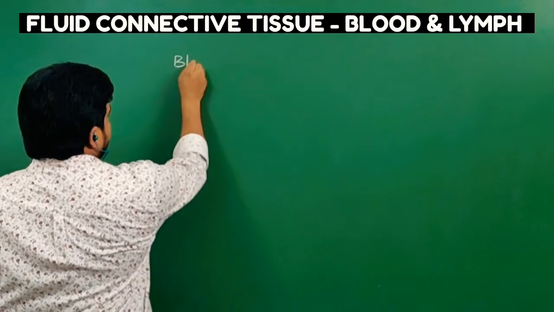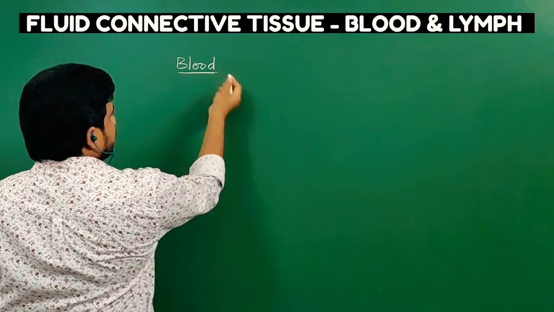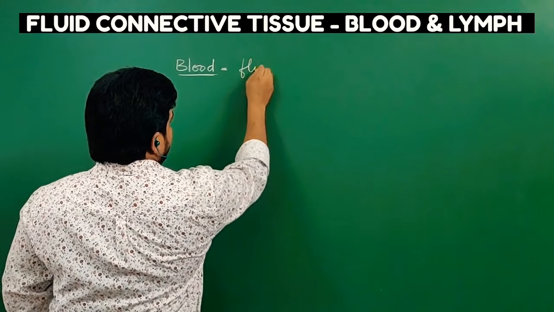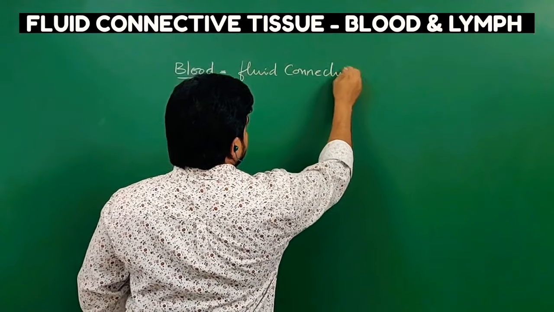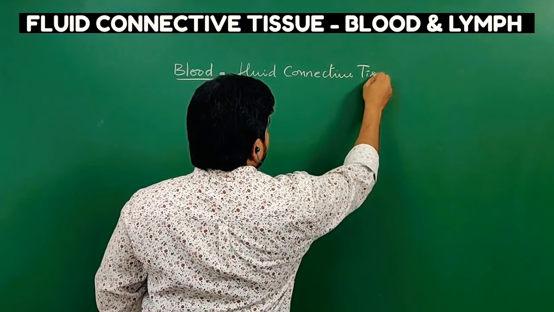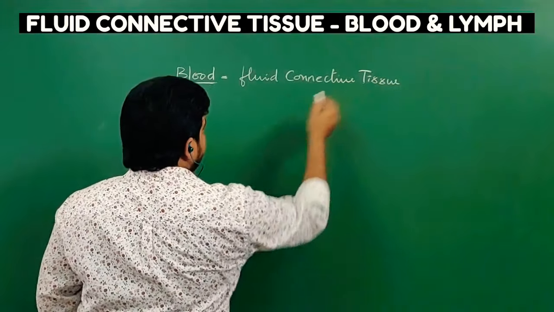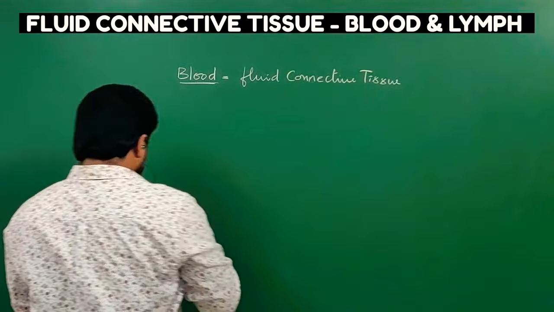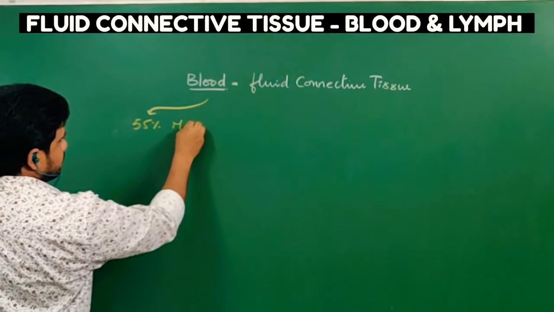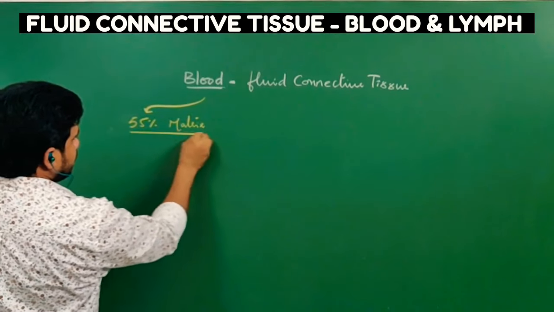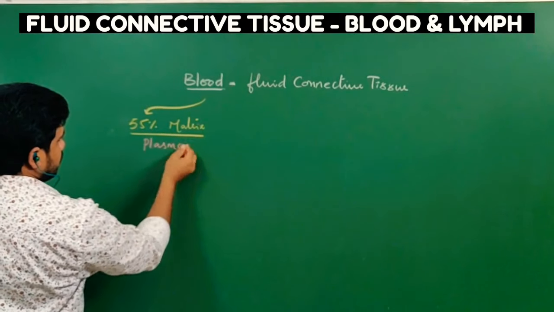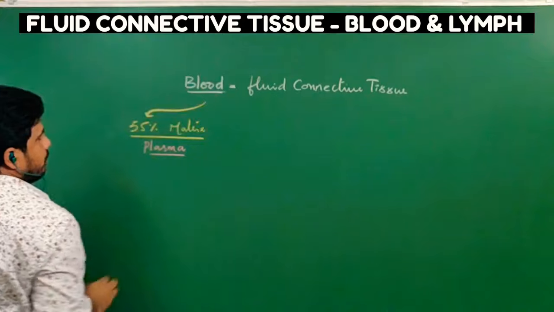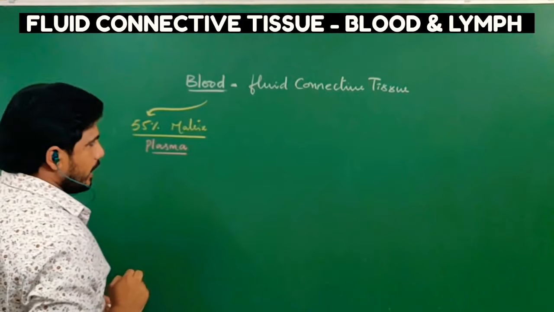First, blood. So blood is fluid connective tissue, or connective fluid tissue. The blood consists of 55% of matrix called plasma. Plasma is the matrix of blood in which fibers were absent.